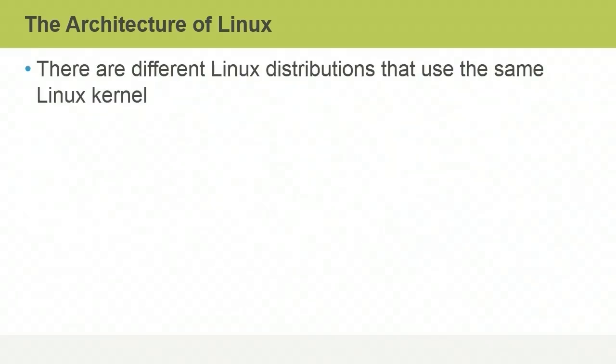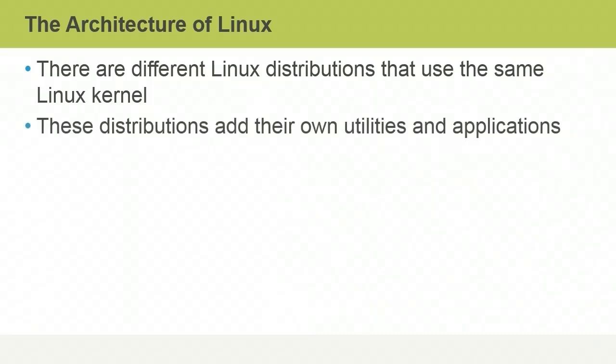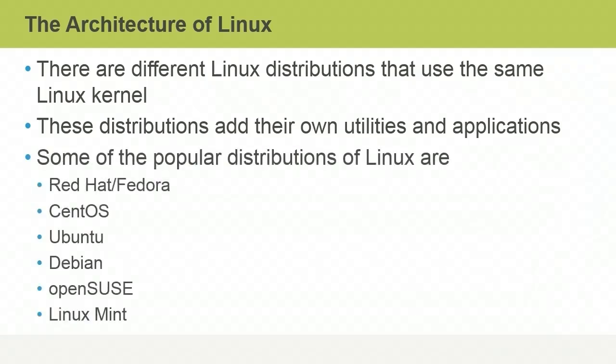There are different Linux distributions that use the same Linux kernel. These distributions add their own utilities and applications. Generally, they add on how to install these utilities and are packaged together. Some of the popular distributions of Linux are Red Hat, Fedora, CentOS, Ubuntu, Debian, OpenSUSE, and Linux Mint.